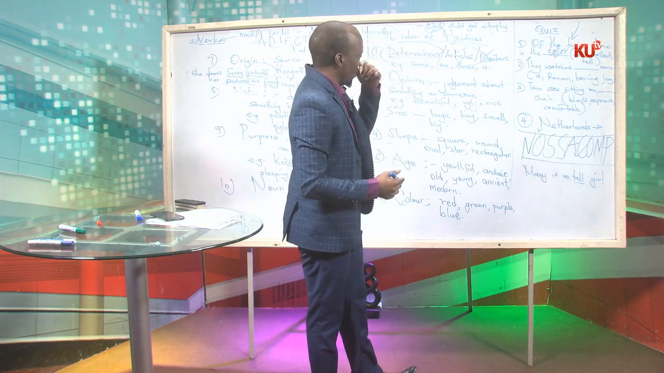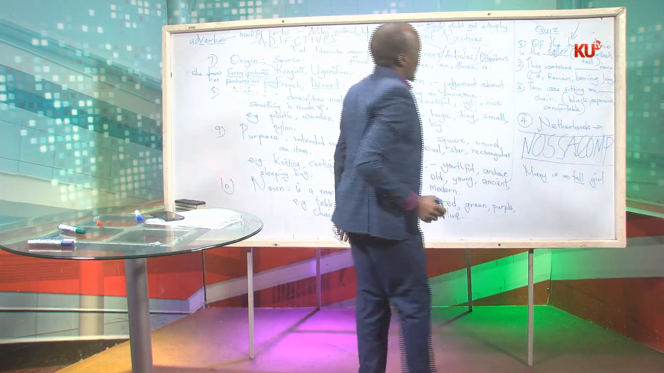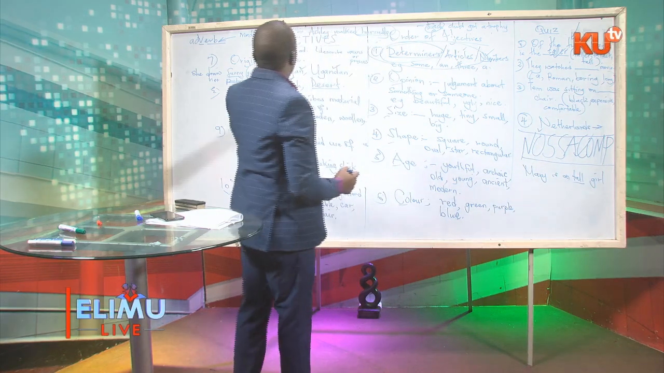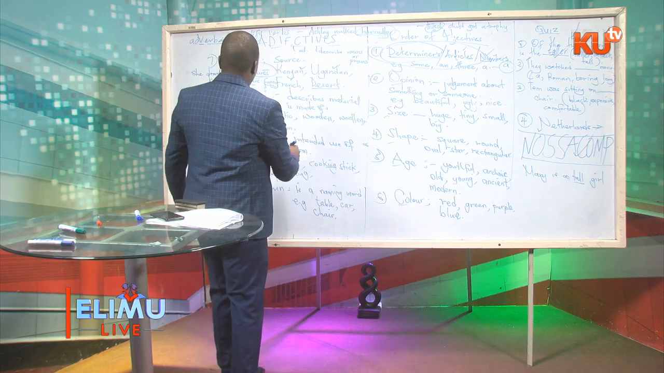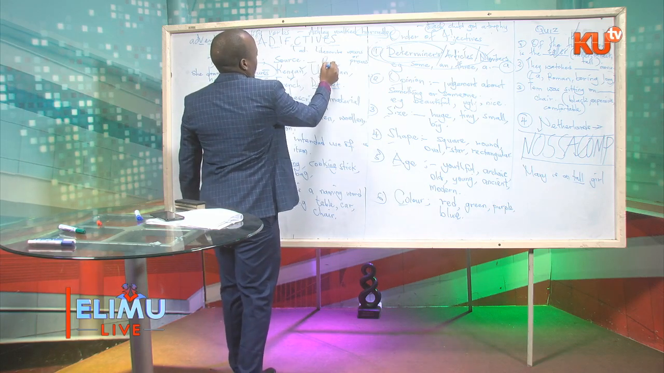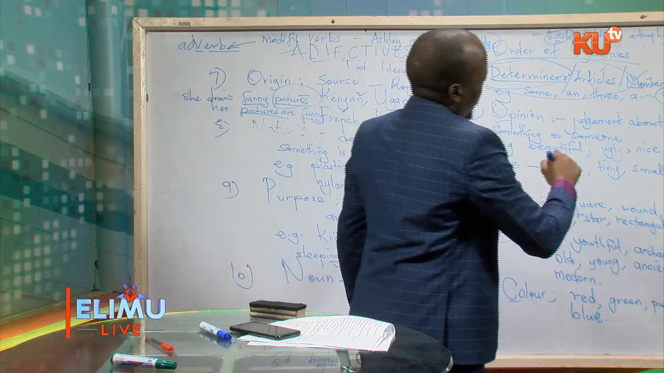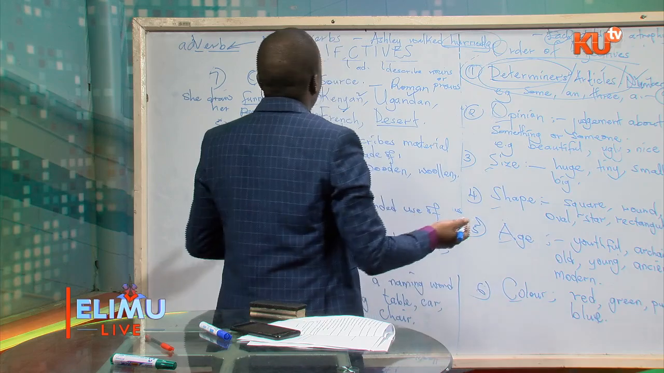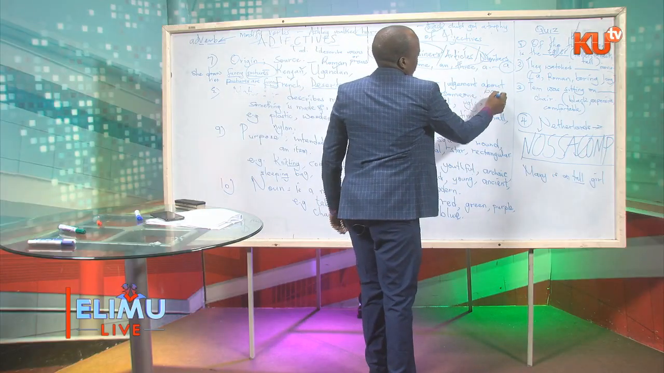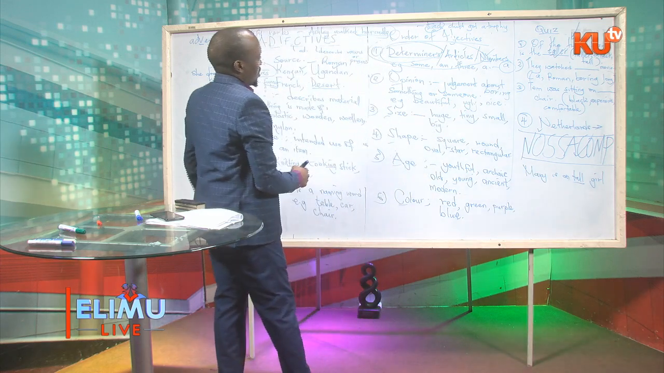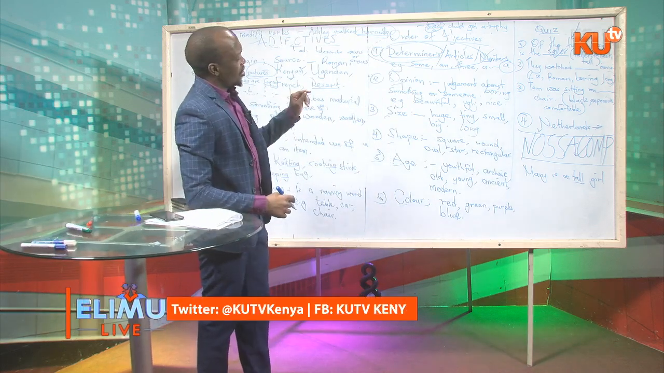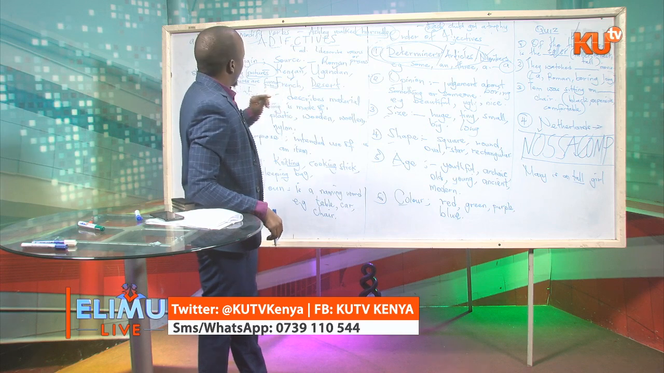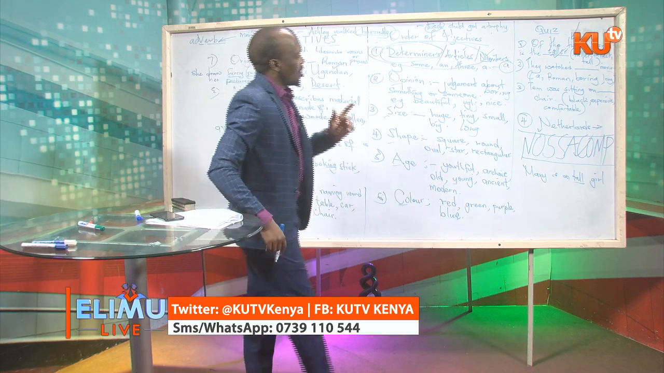They watched a Roman, boring, long movie. Here we have to arrange these ones. And we start with the way we've given our order here. Roman will fall in the first place. Roman will be about the origin. This is how to go about it. Then boring is an opinion, your judgment of the movie. Then long is the length or the size. So our answer will be a long, boring Roman movie.